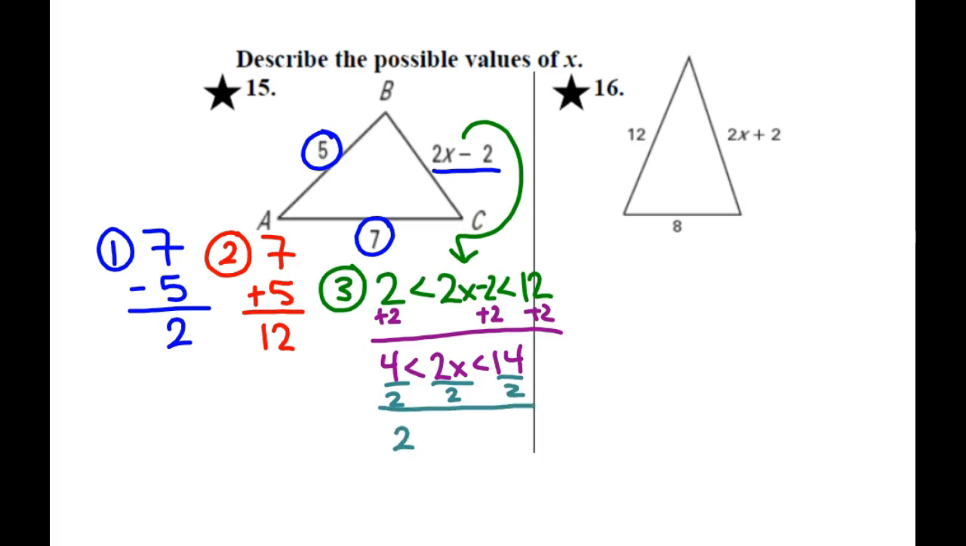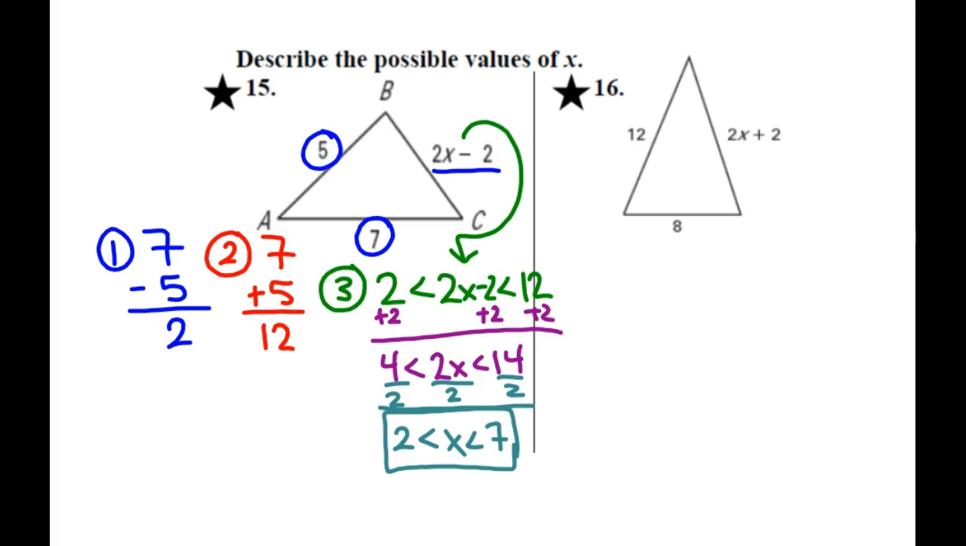So we get 2 is less than x is less than 7. And there's my actual answer. And what that tells us is that the x values we can plug in for 2x minus 2 to make it actually work as a triangle would be between 2 and 7.